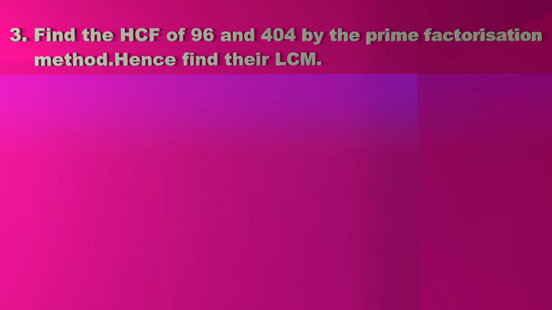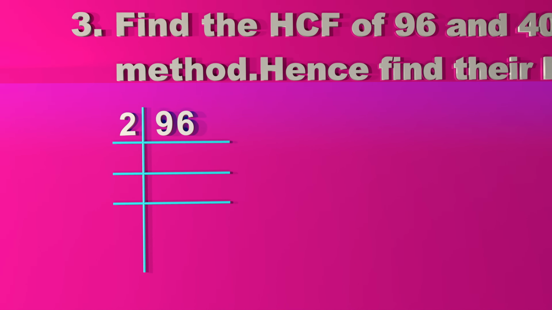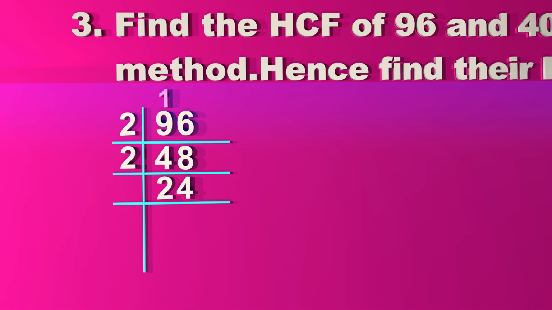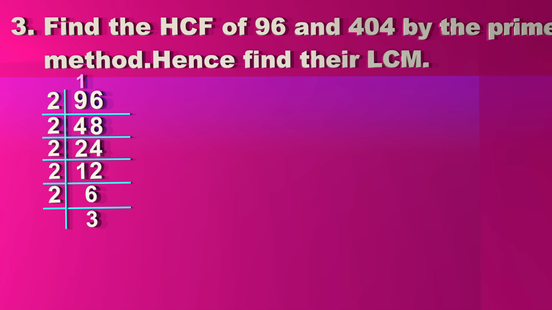We have to find the HCF of 96 and 404 and also the LCM. Let's find the prime factors of 96. We will divide it by 2. 96 is divisible by 2 48 times. So the next number will be 48, which is divisible by 2 24 times. And 24 is divisible by 2 12 times. And 12 is divisible by 2 6 times. And 6 is divisible by 2 3 times. Now 3 is a prime number, so we can't divide it. So we will stop the division.